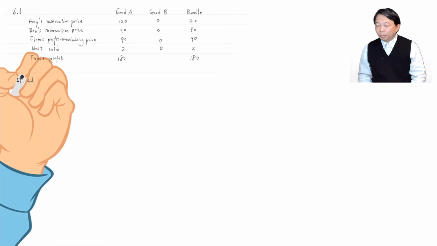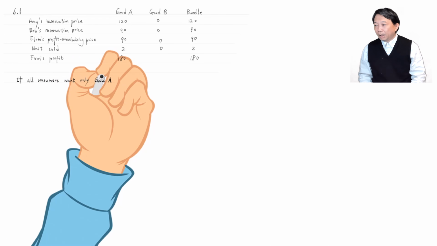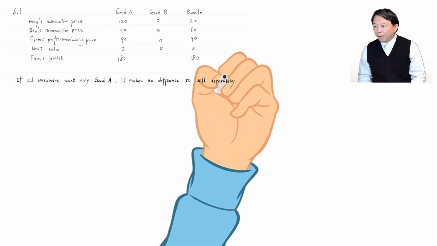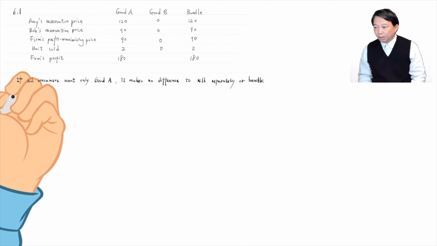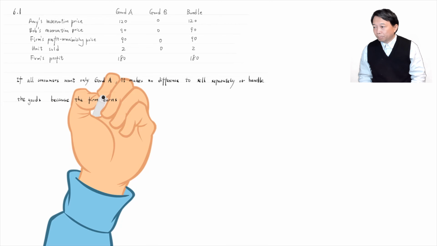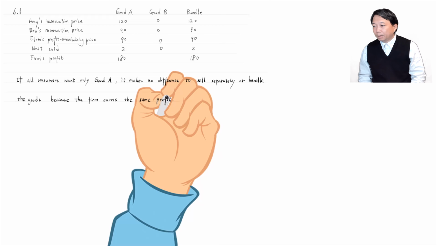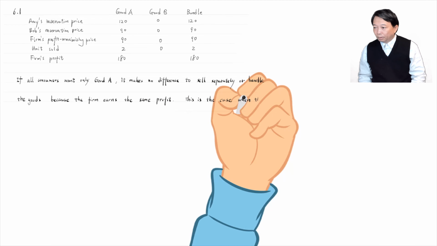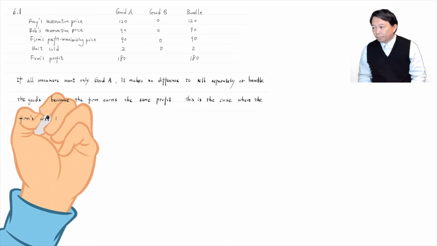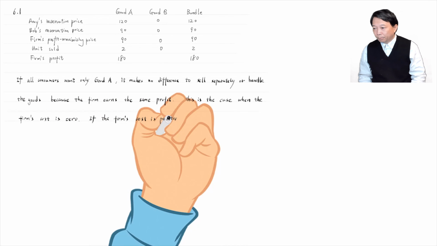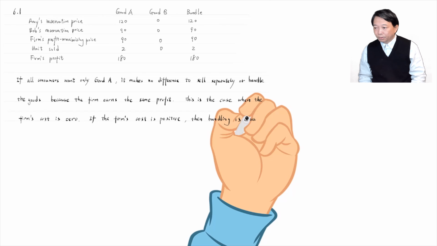If all consumers want only good A, and their reservation prices are 0 for good B, as the table shows, it makes no difference to sell good A and good B separately, or bundle the goods, because the firm earns the same profit. This is the case when the firm's cost is 0. If the firm's cost is positive, then bundling is a waste.